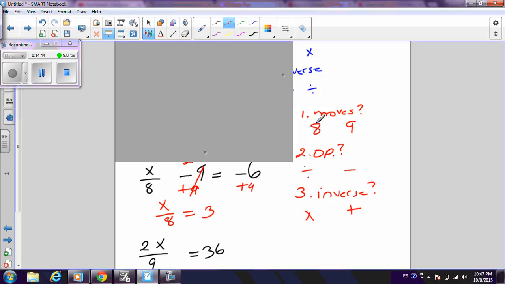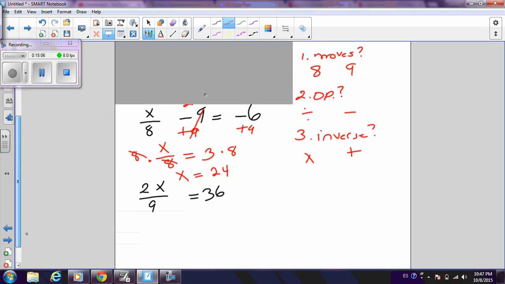Alrighty. And then we know for our 8, our inverse operation is multiplication. So I'm going to multiply by 8. Multiply by 8. These 2 cancel out. I'm left with an x equals, what is 3 times 8? Good, 24. Alrighty, that is our answer on that one.